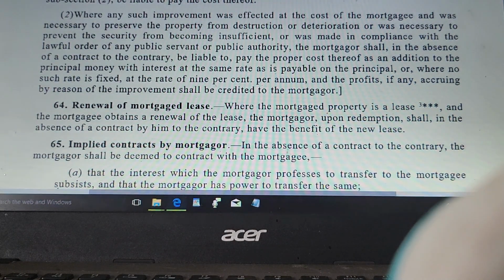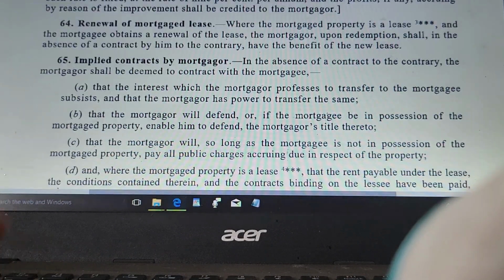64. Renewal of mortgage lease. Where the mortgage property is a lease and the mortgagee obtains a renewal of the lease, the mortgagor upon redemption shall, in the absence of the contract by him to the contrary, have the benefit of the new lease.